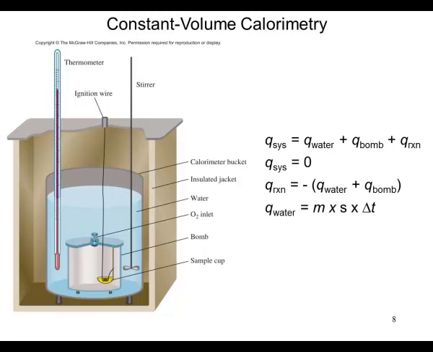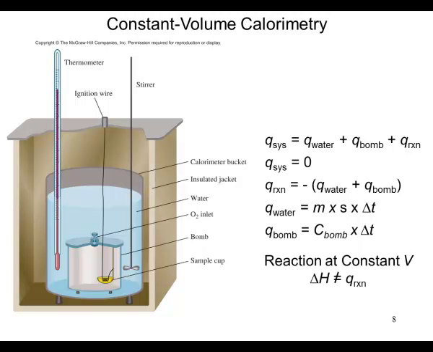Q of the water is mass times the specific heat times the change in temperature of the water. And Q of the bomb is equal to the heat capacity of the bomb calorimeter, which is a given, times the change in temperature. At constant volume, delta H does not equal Q of the reaction. Delta H is approximately Q of the reaction, the heat of reaction.